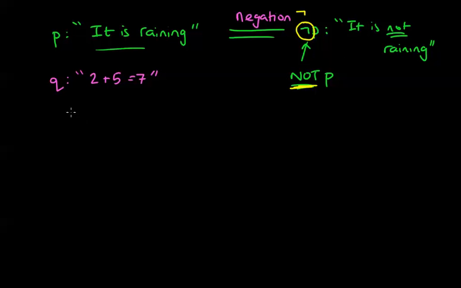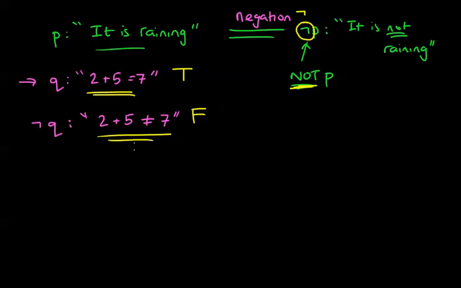Let me do this in purple. The negation of Q would be not Q, and it would be the statement 2 plus 5 doesn't equal 7. Now the thing about the negation is that we know Q is true: 2 plus 5 does equal 7, whereas the negation is clearly false. That statement is not true. So if Q is true, the opposite is false. That makes sense.